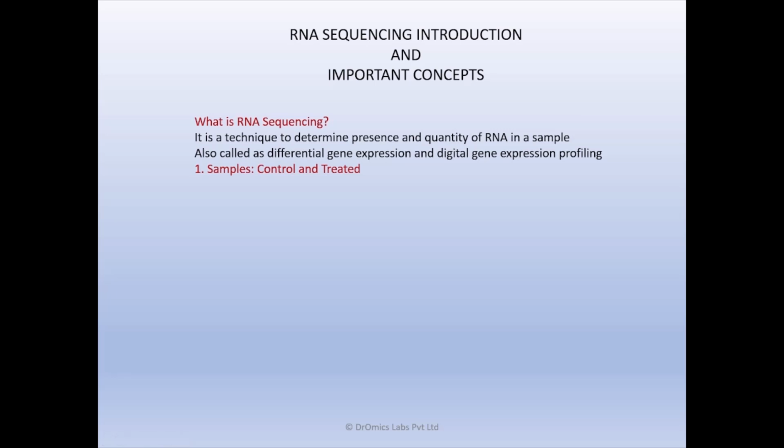Because we are checking the expression of genes in different types of samples. So whenever it comes to differential expression, at least we require two samples here. Maximum number of samples you can take is any. So what are those samples? Those are nothing but your control sample and treated sample. Control is your normal, healthy, not disease sample, and treated is abnormal, or we can say disease, or if we have provided any kind of treatment to that sample.